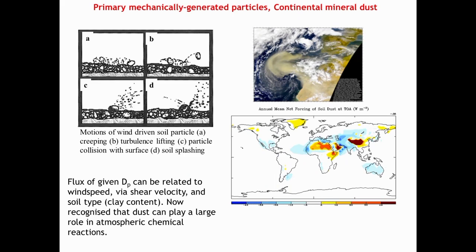So if you look at the map on the bottom right-hand side, you can see the strength of the annual mean forcing of soil dust. So why would you suggest the pattern that you can see is there? Have you got any idea why the soil type is different between the deserts over northwestern China and the desert in the Sahara?